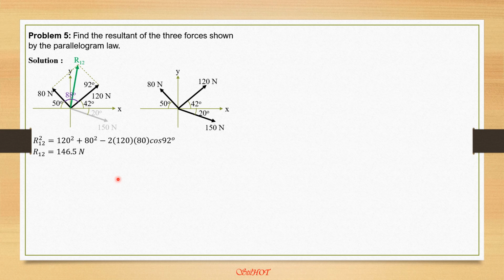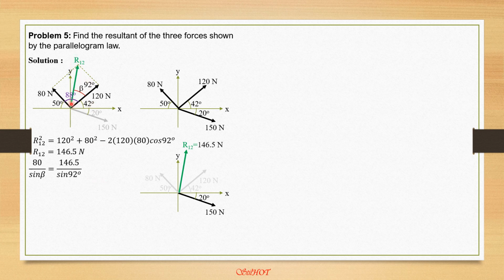Then of course, we need also to compute an angle, let us say, the angle beta here between the resultant and the 120 Newton force. So by sine law, this is 80 as to sine beta equals 146.5 as to sine 92. So beta is arcsine of quantity 80 sine 92 over 146.5, and that would be 33.08 degrees.